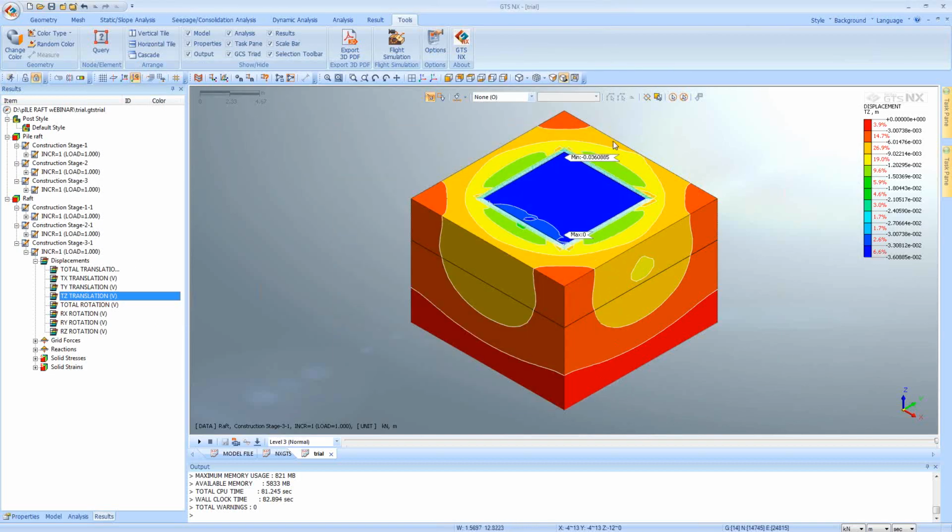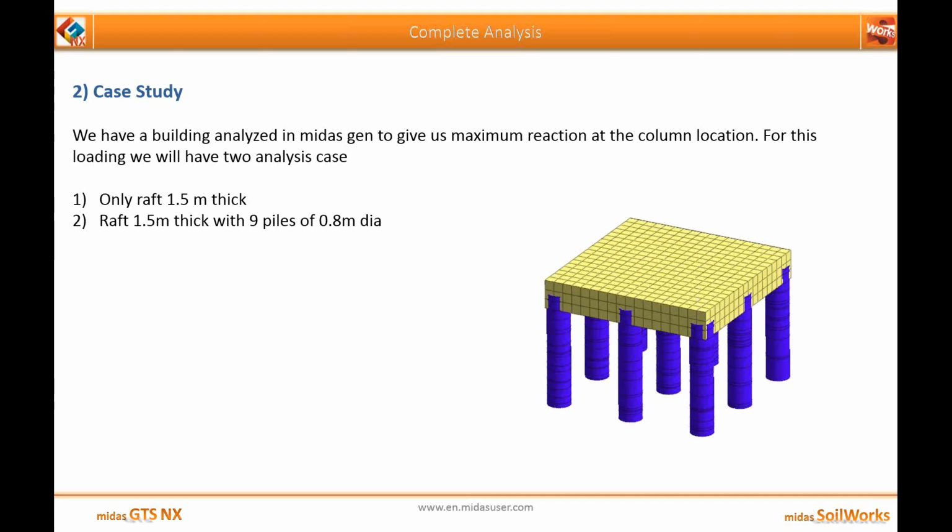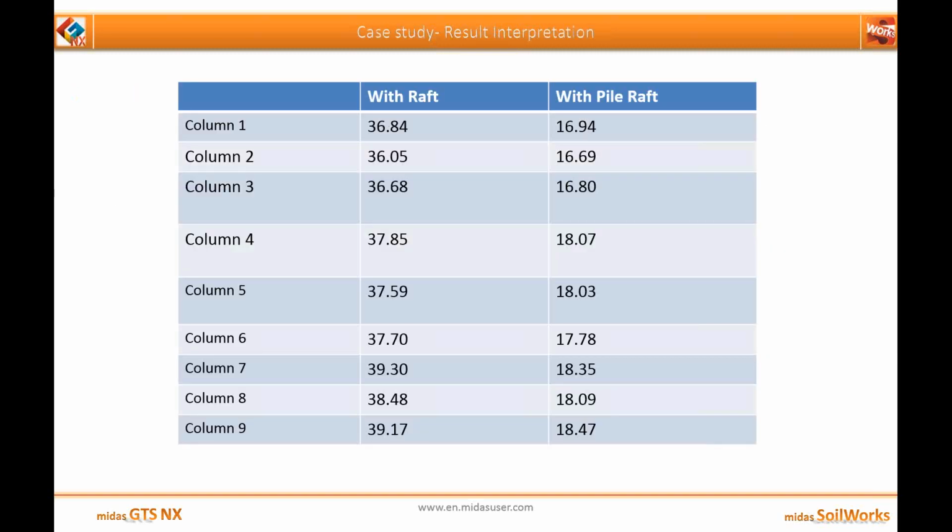Now let us move on to the presentation part. Now let us interpret the results which we get. If you see the vertical displacement at the column location, you can see that there is a huge difference in the settlement with raft and without raft for that particular loading. So the maximum was around 39.17 mm with raft, and which reduced to 18.47 with pile raft.